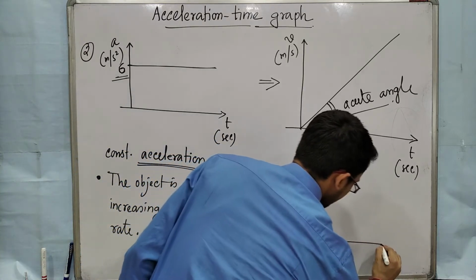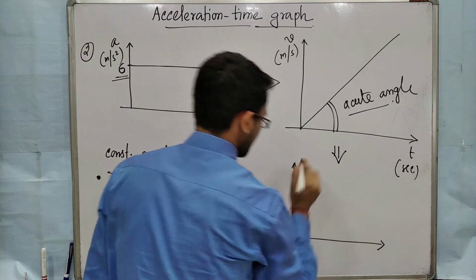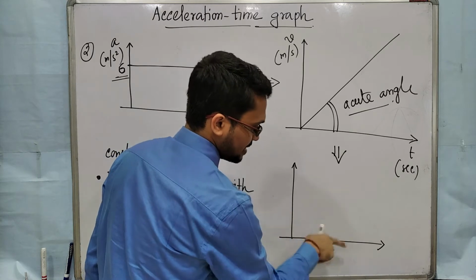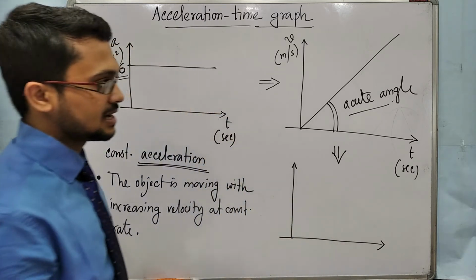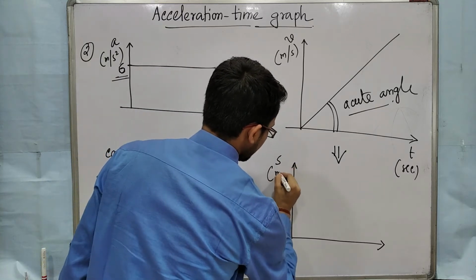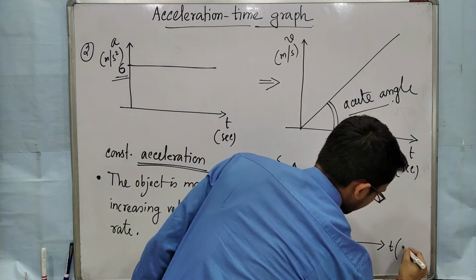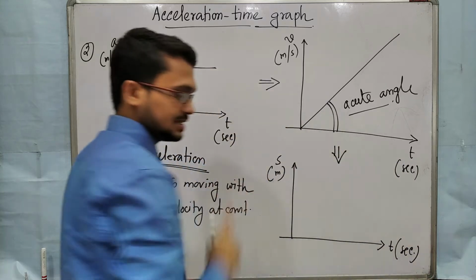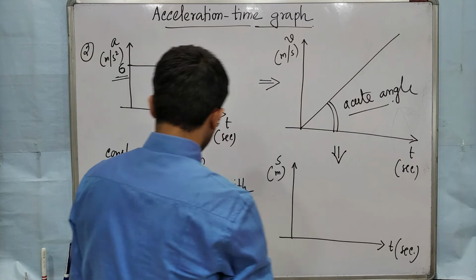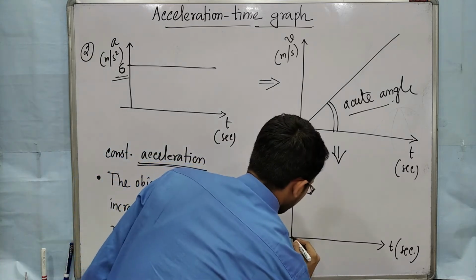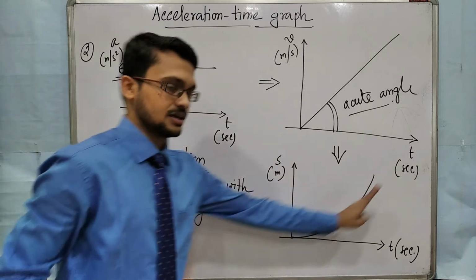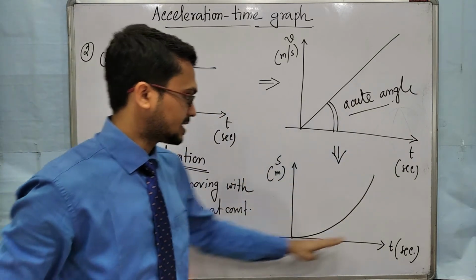Here velocity is increasing, not constant. Constant velocity means it will be a straight line making some acute angle. But here velocity is increasing. So displacement is in meters and this is time in seconds. Velocity is increasing, that means it is not constant velocity, right? And with increasing velocity, the curve will be like this. It will be curved, not a straight line.